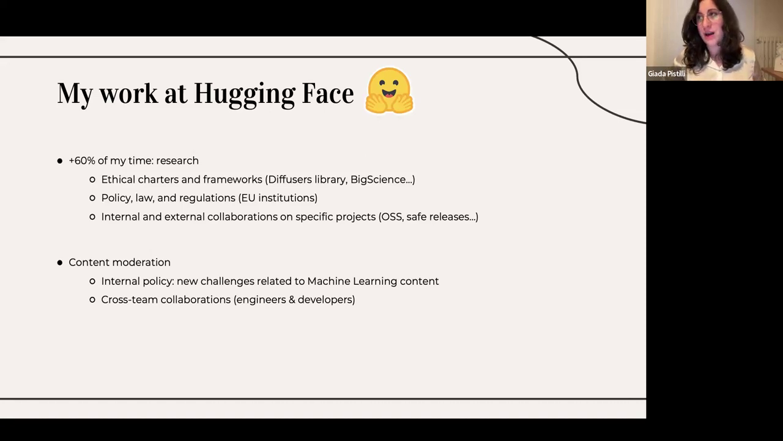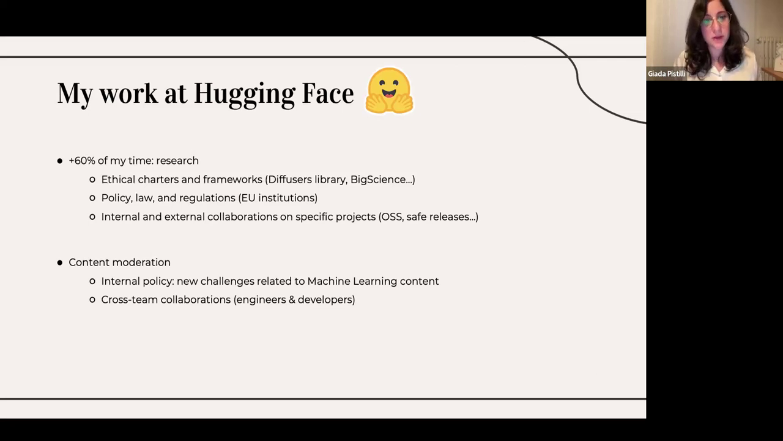I don't know if you are familiar with diffusers or diffusion models, like for instance Stable Diffusion. It comes from there, and it's an open source library. So it means that we also have an ethical charter there. I might explain why later on. Big Science, which I'm going to present today at the very end of this presentation as a practical example.